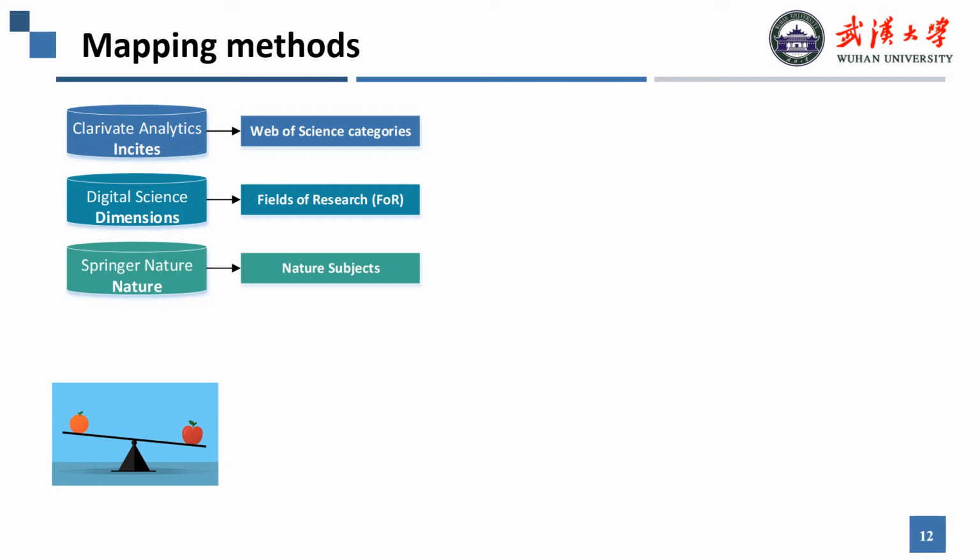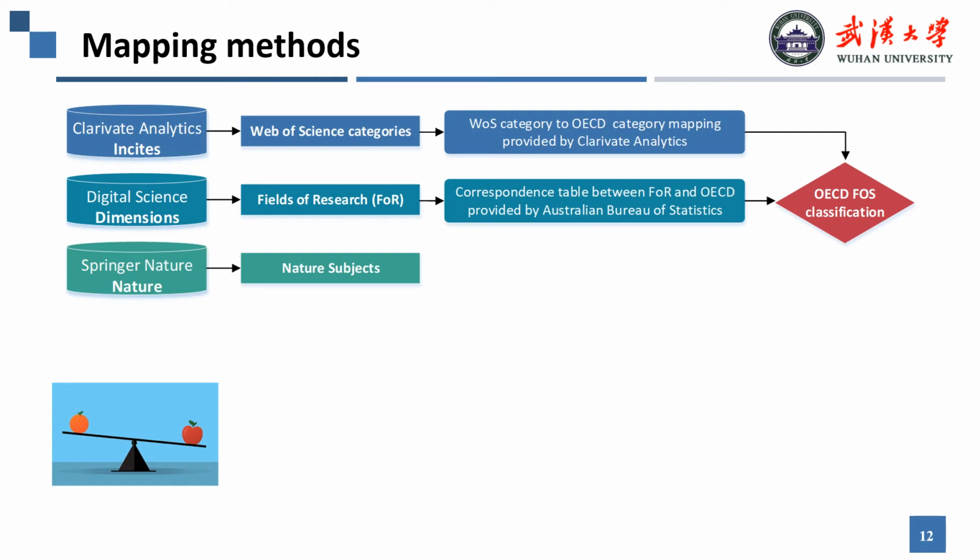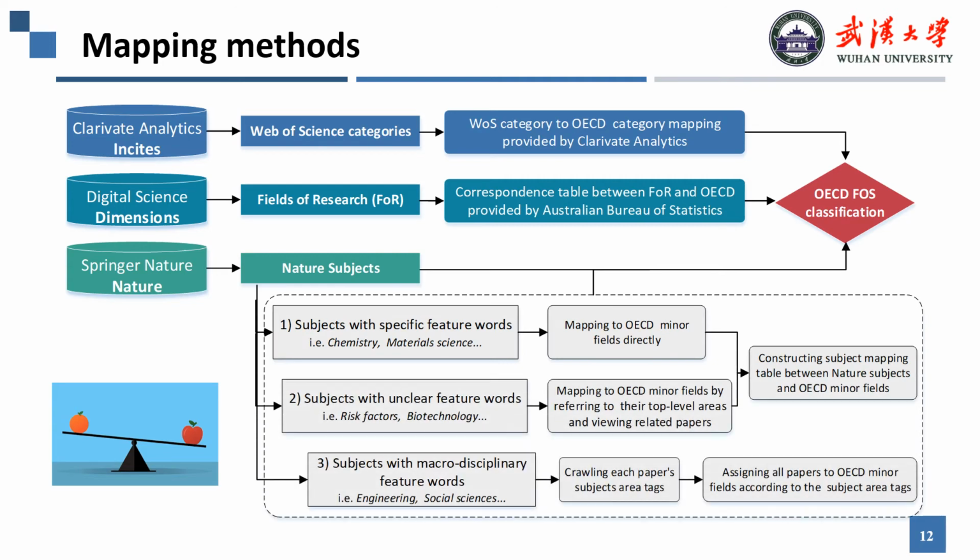Since the three data sources adopt different classification systems, in order to enable a meaningful comparison, we used the OECD fields of science as a uniform one, and respectively matched the three different classifications to the OECD system. For Web of Science categories in Insights and FOR fields in Dimensions, correspondence tables can be obtained directly, and for the correspondence between Nature subjects and OECD fields, a manual match was conducted based on the procedures presented in the right bottom part of the screen.